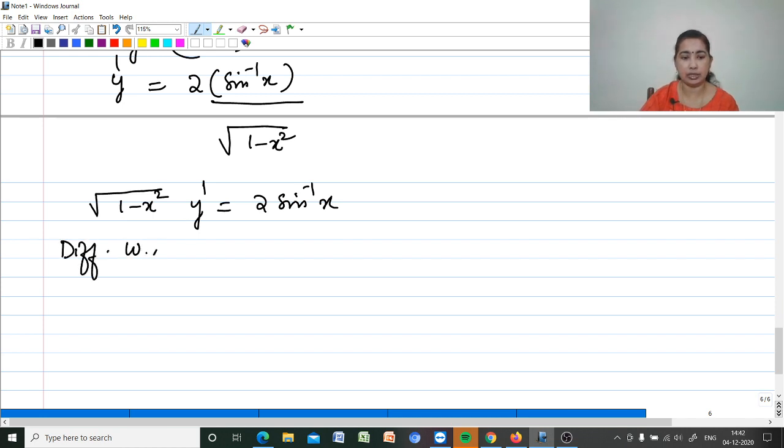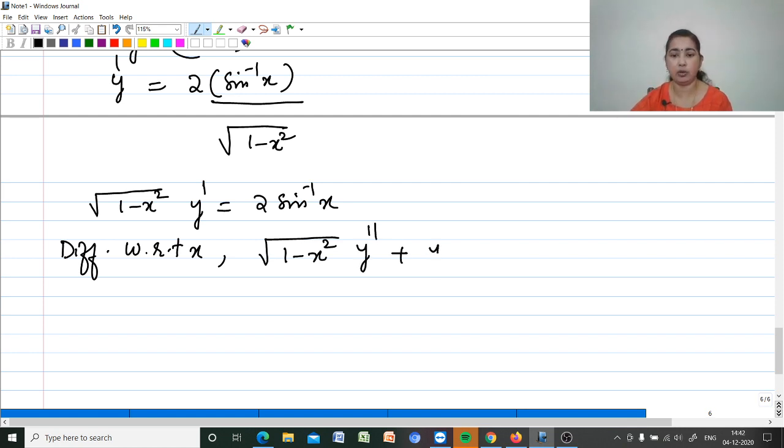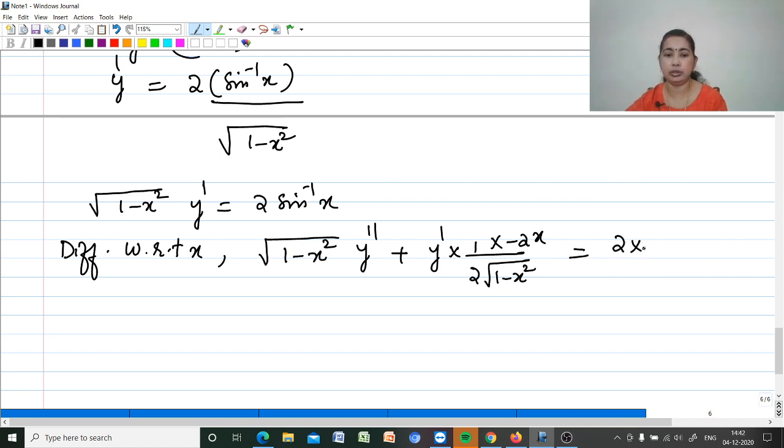Differentiating with respect to x. So first function is root of 1 minus x square into derivative of the second, which is y double dash, plus y dash into 1 by 2 root of 1 minus x square into minus 2x, is equal to 2 into derivative of sine inverse x, which is 1 by root of 1 minus x square. Now we can see that the denominator root of 1 minus x square is here as well as in this. So we can multiply throughout by root of 1 minus x square.